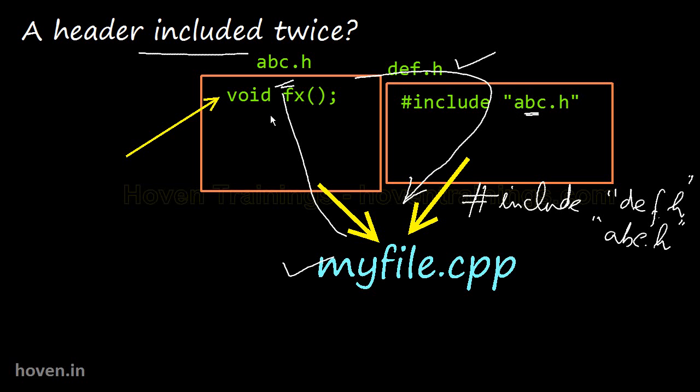There will be no problem if the file abc contains a declaration. There will be no problem because multiple declarations are allowed. So no problem will occur because two declarations of fx can exist in one CPP file. One declaration coming directly, the other declaration coming through def.h.